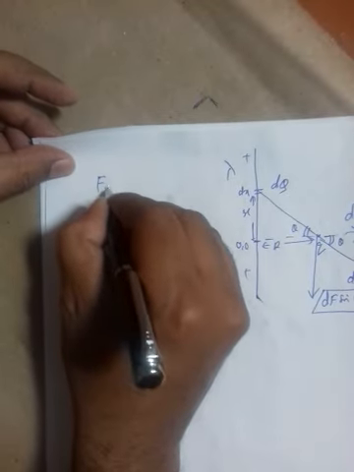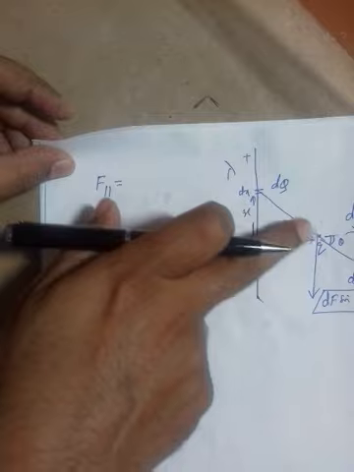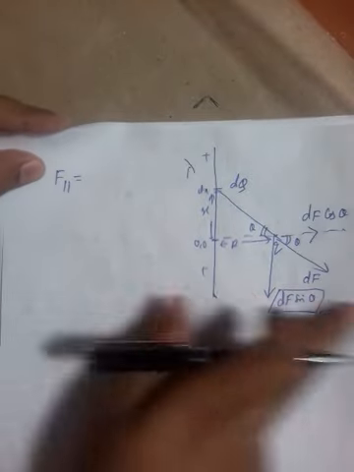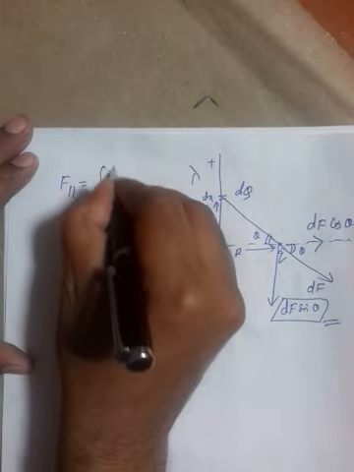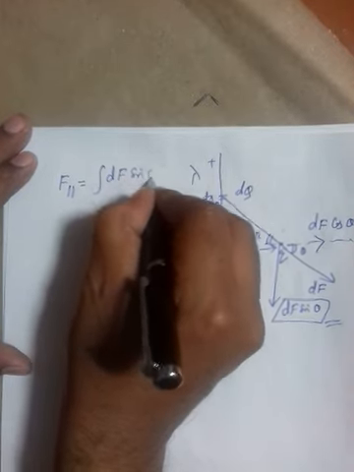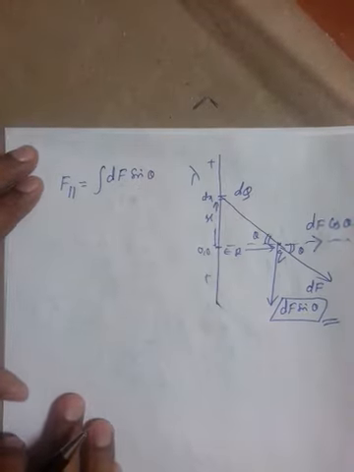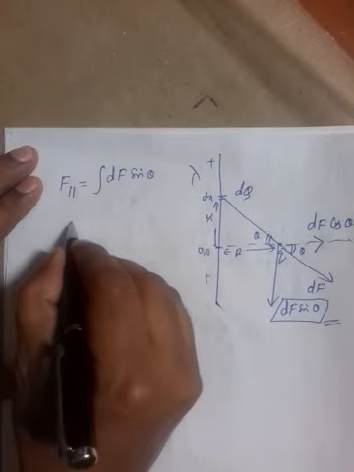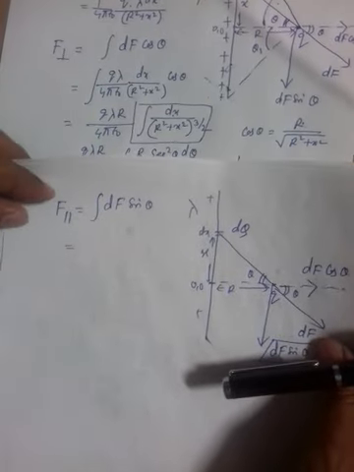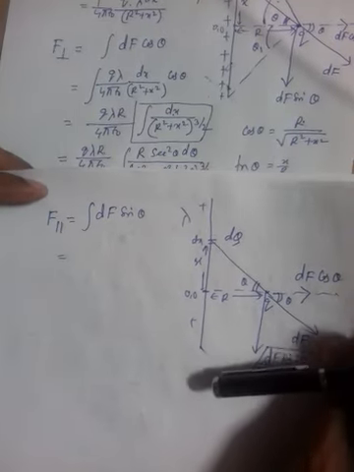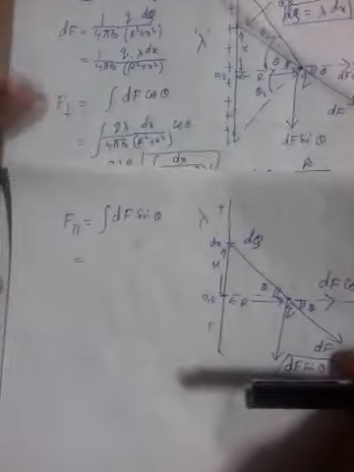Force in the parallel direction now, meaning parallel to the rod. Previously, perpendicular to the rod was measured. I have no difficulty in that. It is integration of dF sin theta. Clear? What is dF? In the previous part of the calculation, what was our dF? dF is this value.